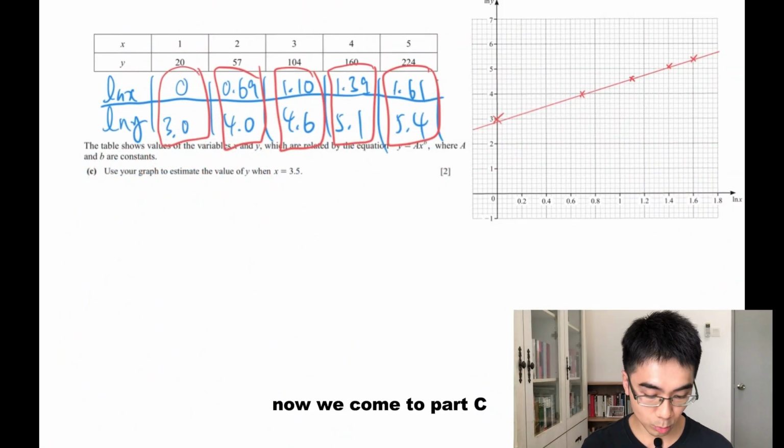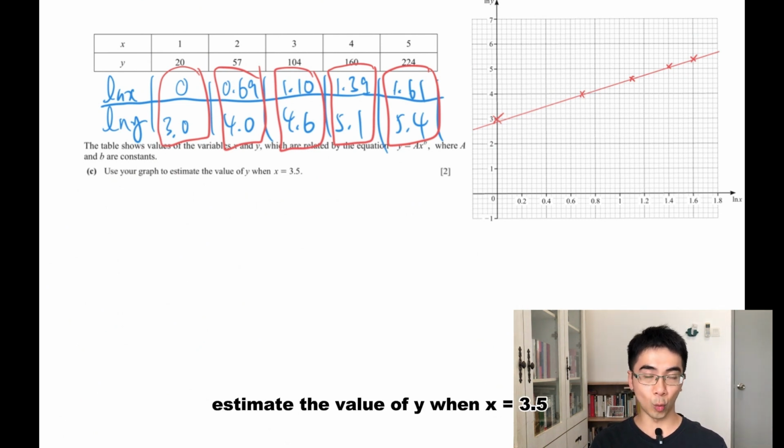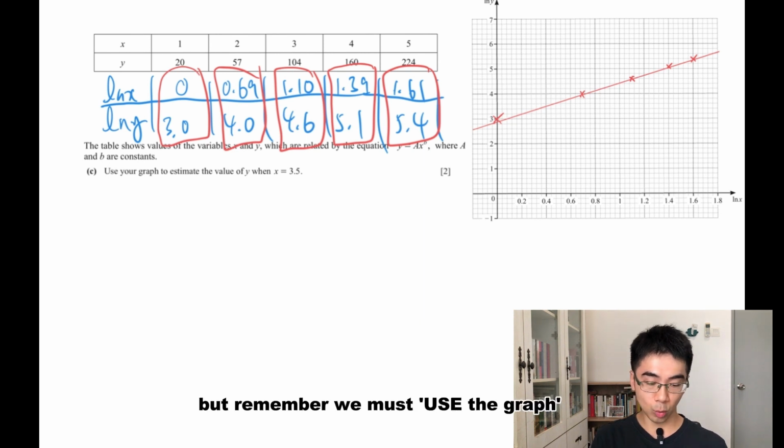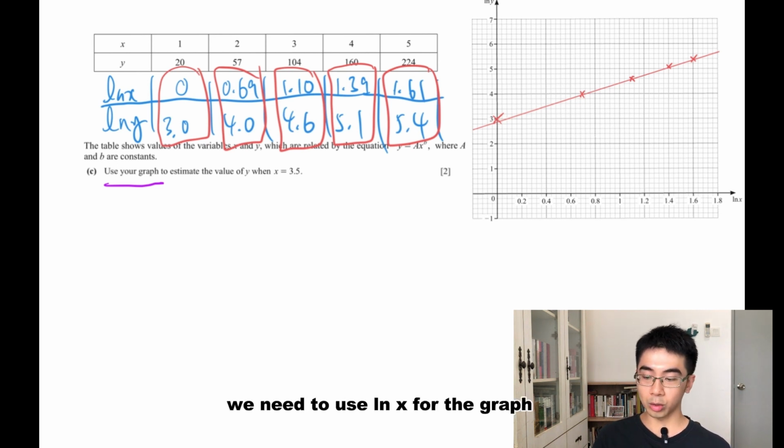Okay, so now we come to part C. This time we need to estimate the value of y when x is equal to 3.5. But remember, we must use the graph. It's very important. So here, if we want to use our graph, we cannot use just x. We need to use natural log x for the graph.